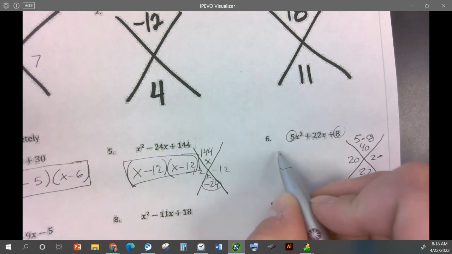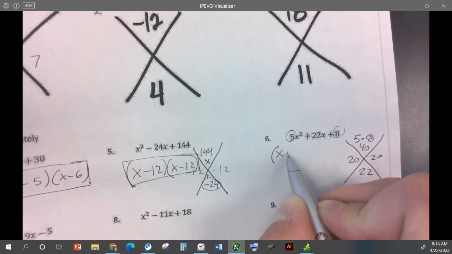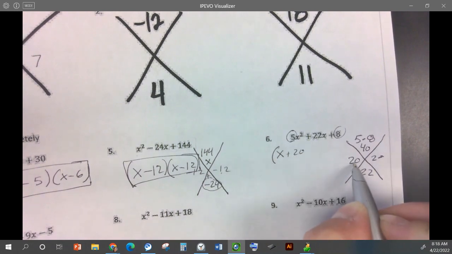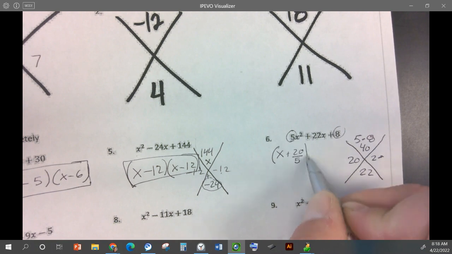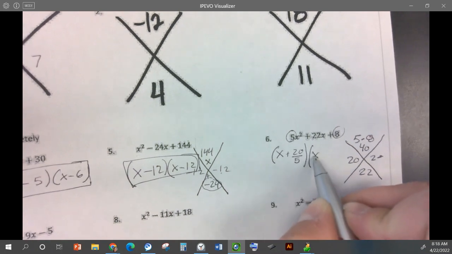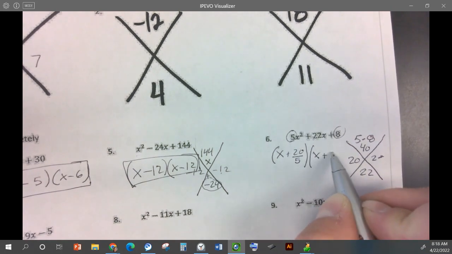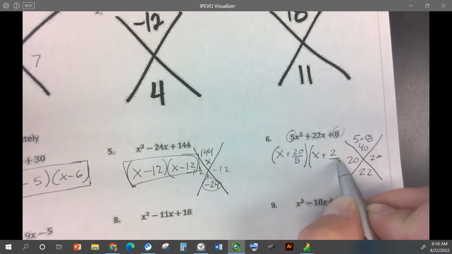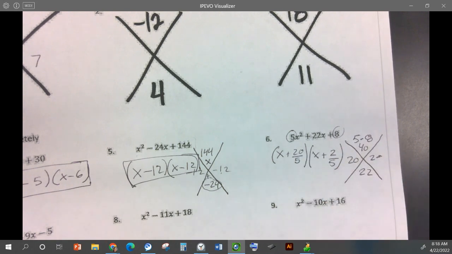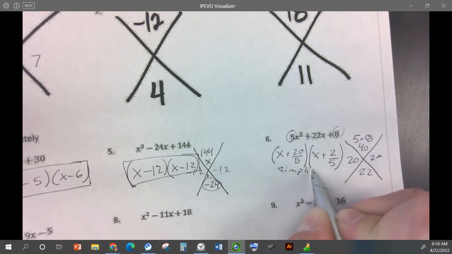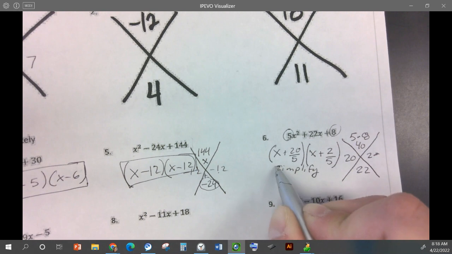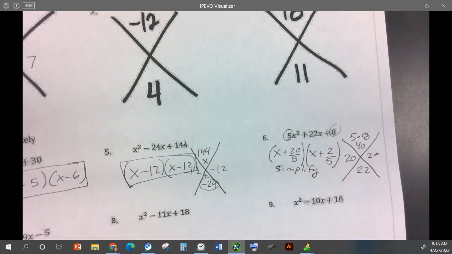So our variable is x plus 20, but this part is different. We have to divide by a. So factor divided by a. And then x is our variable, x plus 2 divided by 5. And now we're going to simplify, just like you said. We need to simplify. Some of us on our homework forgot to simplify. So make sure you simplify before you bring the bottom up.